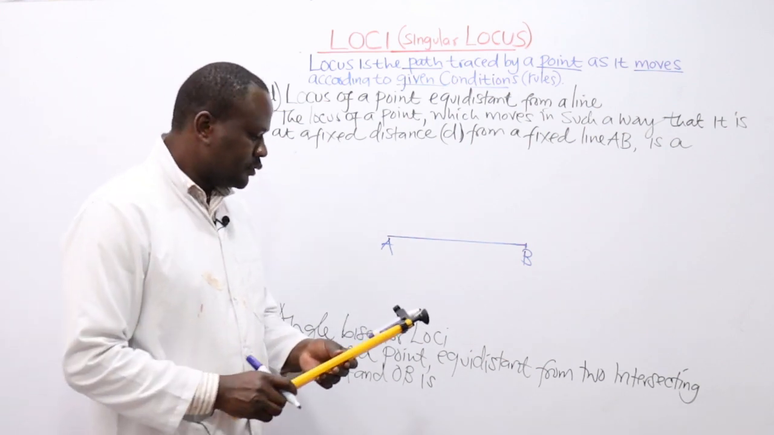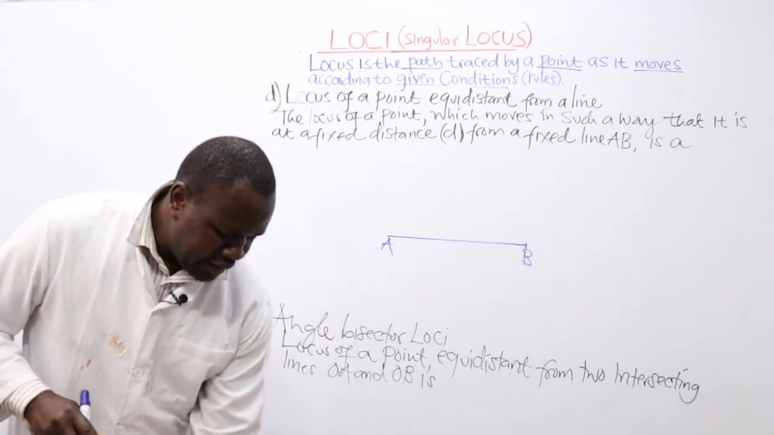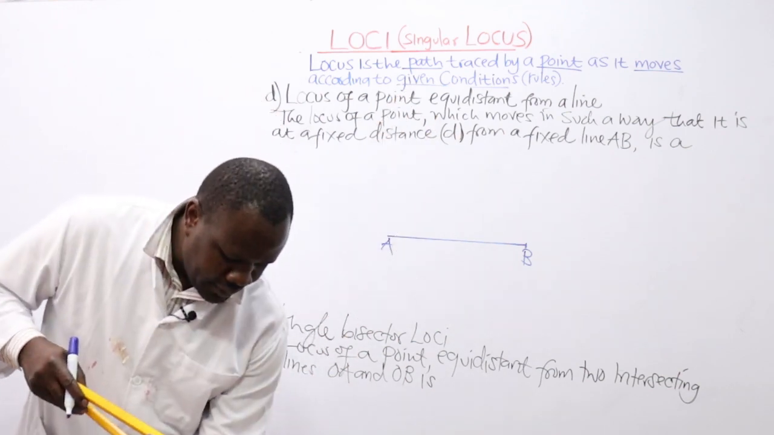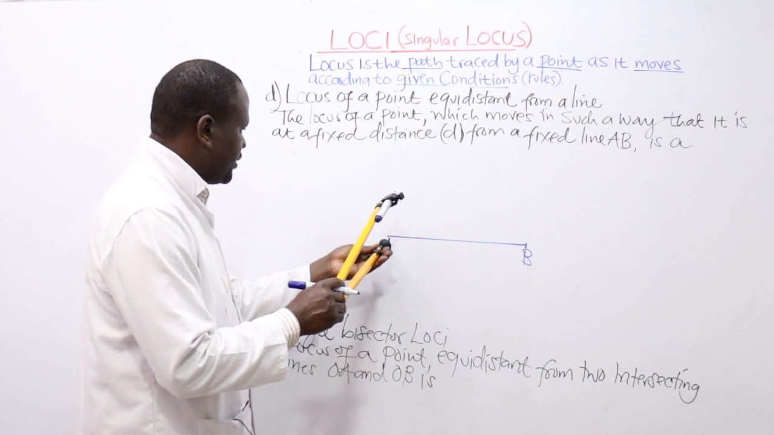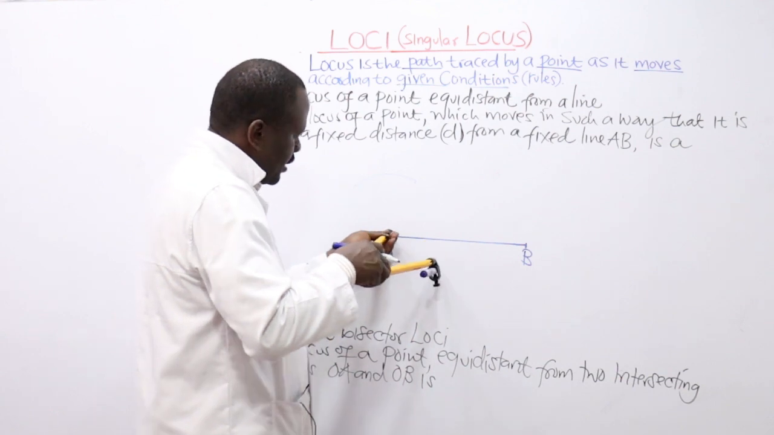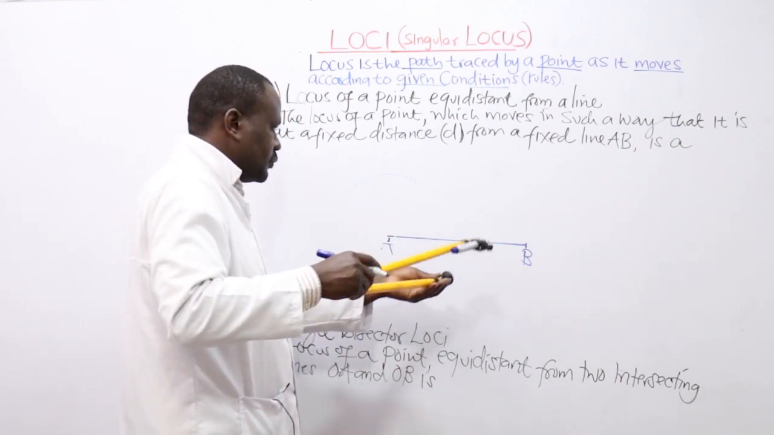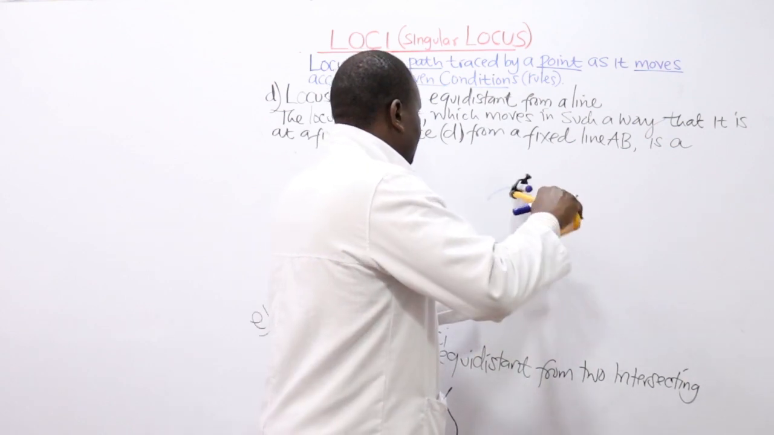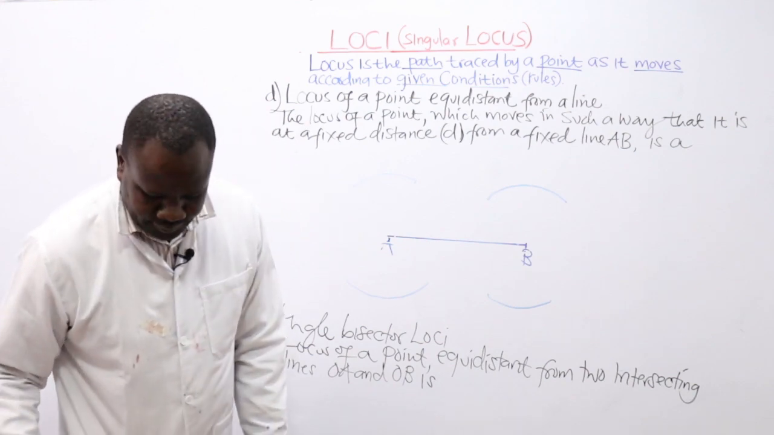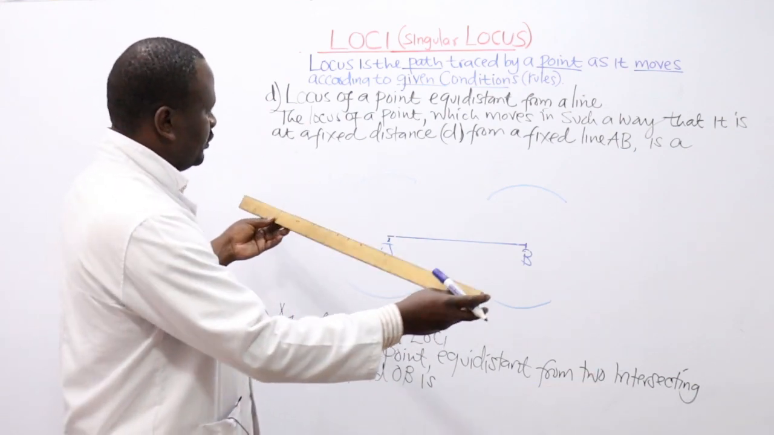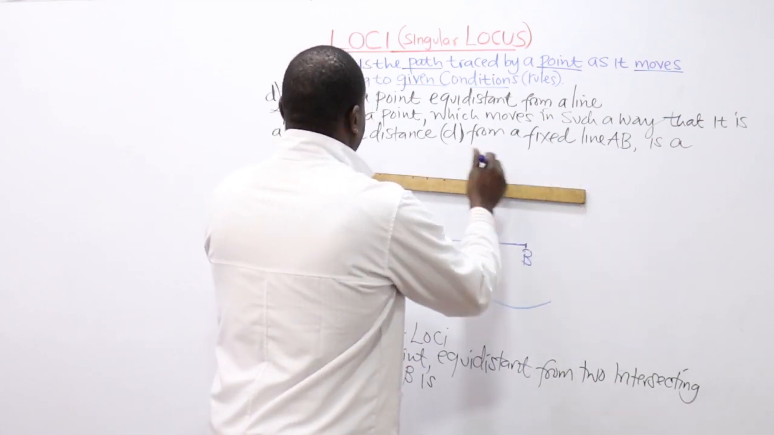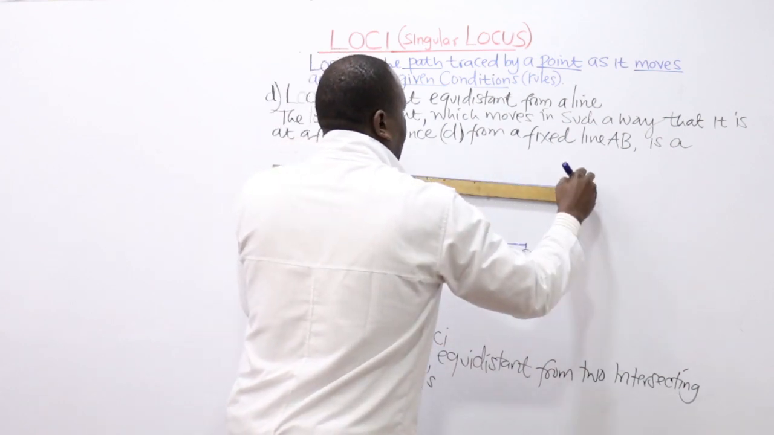So what we do, we look for the ruler and measure 4 centimeters. We measure 4 centimeters. We make an arc here and another arc down here, and another arc here, another arc here. Now, then we take our ruler and draw tangents to these arcs, lines that just touch these arcs.